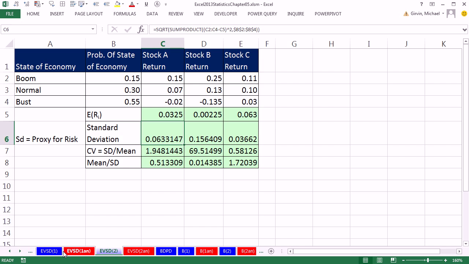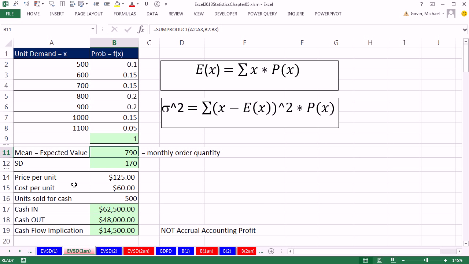So in this video, we saw how to do expected return and standard deviation for a finance example and for an accounting example. Next video, we're going to talk about the amazing binomial distribution and calculate probabilities using the BINOM.DIST function. All right, we'll see you next video.